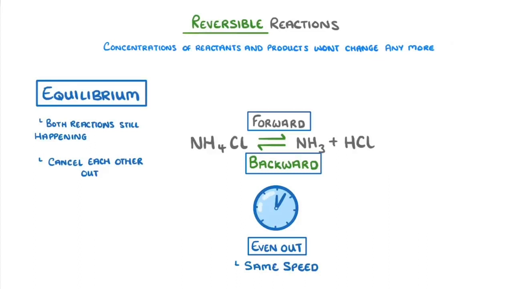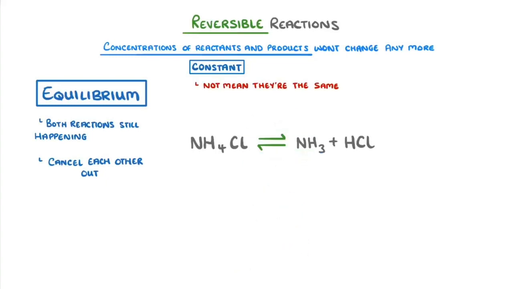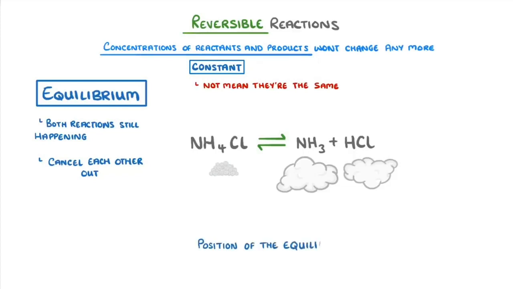Now, something to point out here is that just because the concentrations of the reactants and products are constant while at equilibrium, does not mean that they're the same as each other. For example, there could be lots of ammonium chloride and only a small amount of ammonia and hydrogen chloride. Or there could be lots of ammonia and hydrogen chloride, but only a small amount of ammonium chloride. In either case though, as long as the forward and backward rates are the same, then the reaction would still be at equilibrium. However, what would change when we have these different concentrations is the position of the equilibrium.